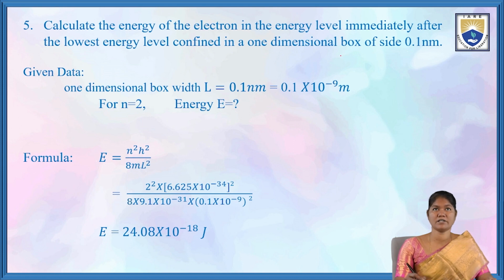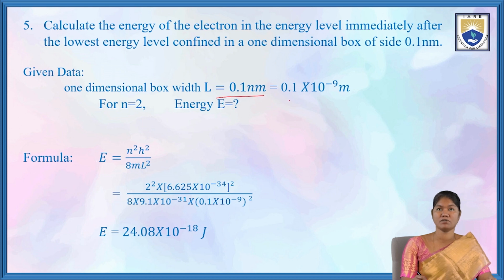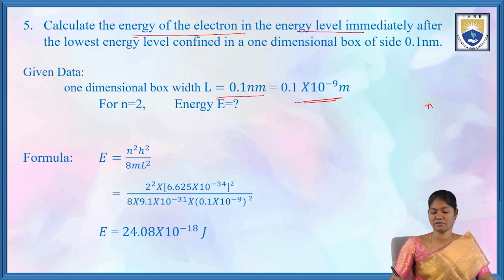So next one: calculate the energy of the electron in the energy level immediately after the lowest energy level, confined in a one-dimensional box of size 0.1 nanometers. So 0.1 nanometer is equal to 0.1 into 10 power minus 9 meters. We have to calculate the energy of the electron in the energy level immediately after the lowest energy level. So n is equal to 1 is the minimum energy level, that is the lowest energy level.